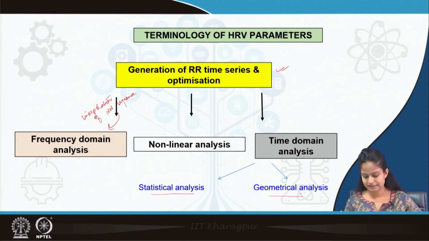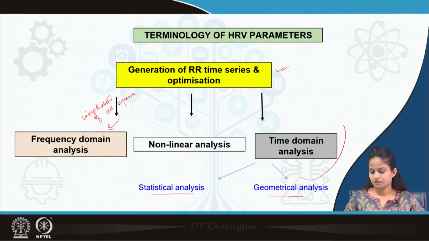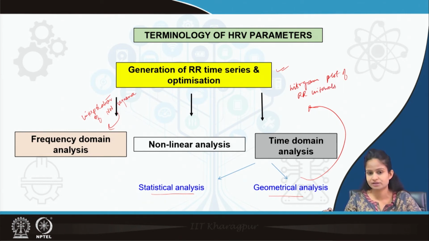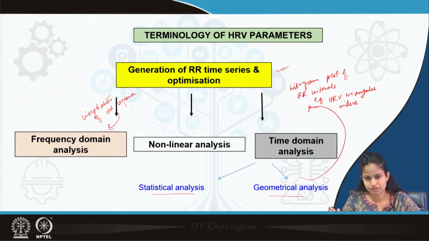Before moving on to the statistical analysis: geometric analyses are very much complex. Geometrical analyses are usually obtained from the histogram plot of RR intervals. When all the NN intervals or the RR intervals are plotted in a histogram, from there we usually do the geometrical analysis. An example of geometrical analysis is the HRV triangular index, which was a very popular geometrical analysis index.